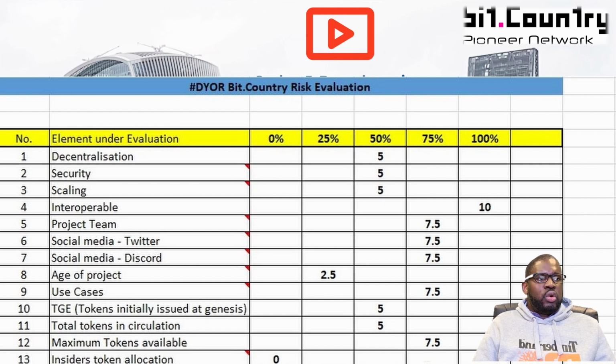Tokens issued at project launch, 5 points out of 10. Tokens in circulation at the point at which we are doing this video, 5 points out of 10. Maximum tokens available, 7.5 points out of 10.